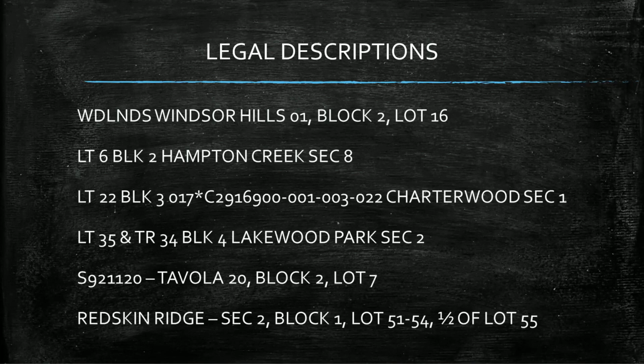The next one down, that number that begins with the letter S, S921120, that is a survey number. So here the block and the lot are at the end of the legal description. So you would type in the number 7 for the lot, the number 2 for the block number, and then you would copy and paste everything from S921120 all the way through Tavola 20, and put it into the legal description.